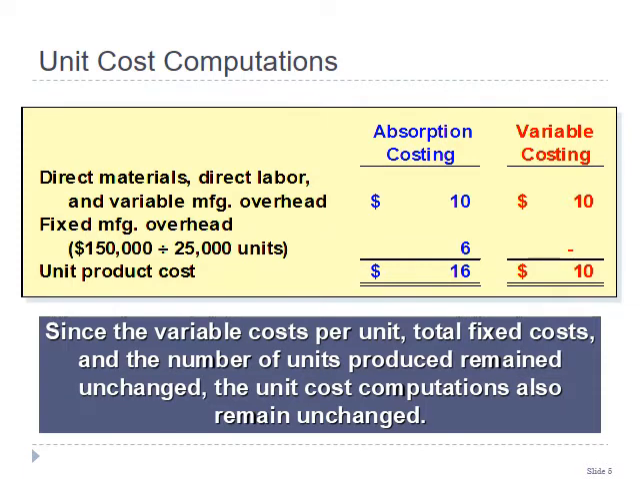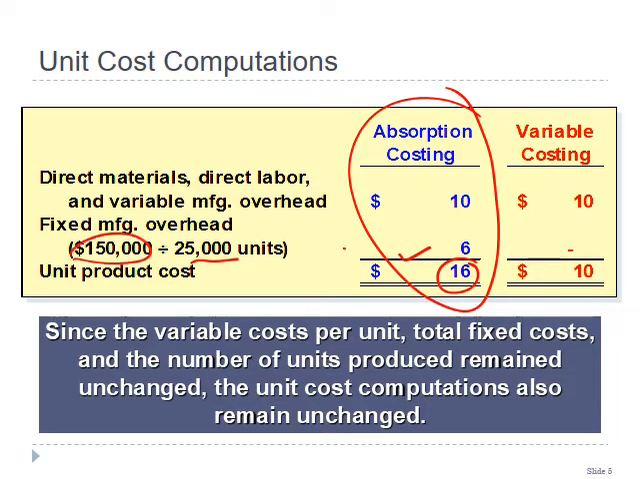So we know that under absorption costing, our unit product cost is 16 because we also include fixed manufacturing overhead as well. So here it is: units produced 25,000 and 150,000 is the fixed manufacturing overhead. It is 16. Under variable costing, the unit product cost is 10 because variable costing only includes direct material, direct labor, and only the variable manufacturing overhead part.